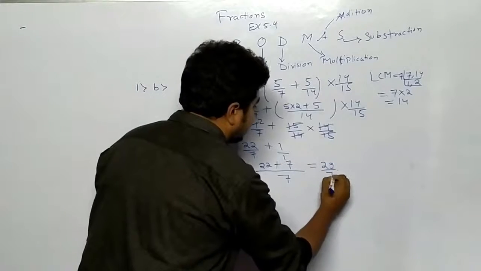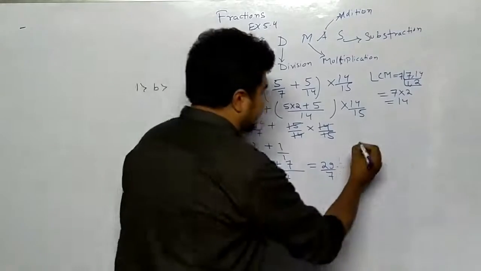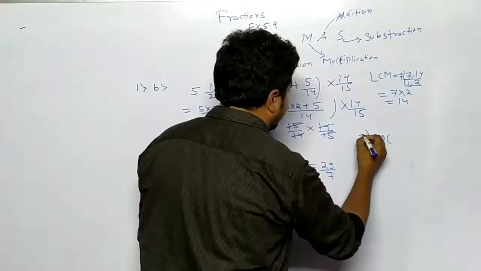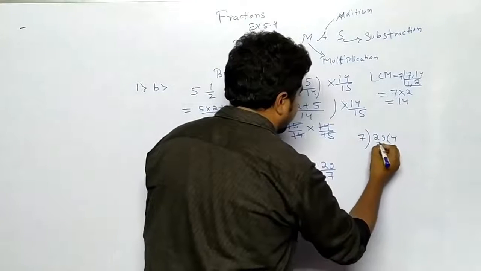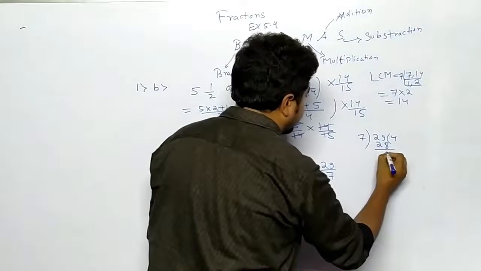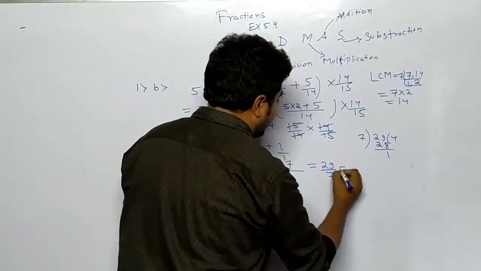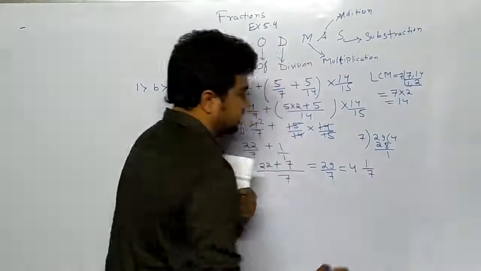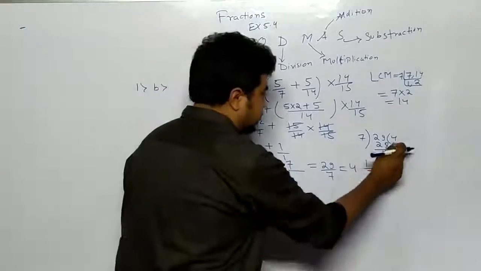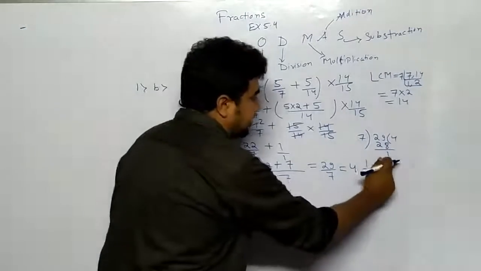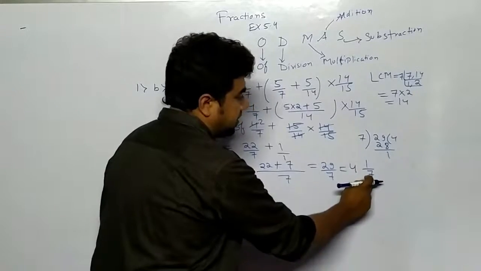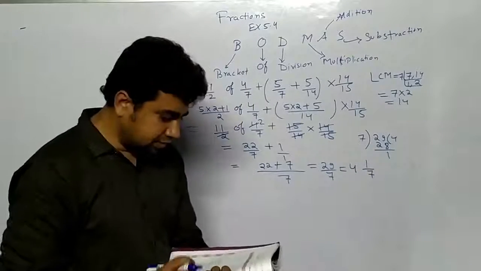Again you can convert this into a mixed fraction by writing 29 and then 7 4's are 28. What is the remainder here? 1. Or you can directly write 4 1 by 7. 4 is the quotient, then you write the remainder in the numerator, and in the denominator you write 7. So this is the discussion of question number 5.4, 1b.